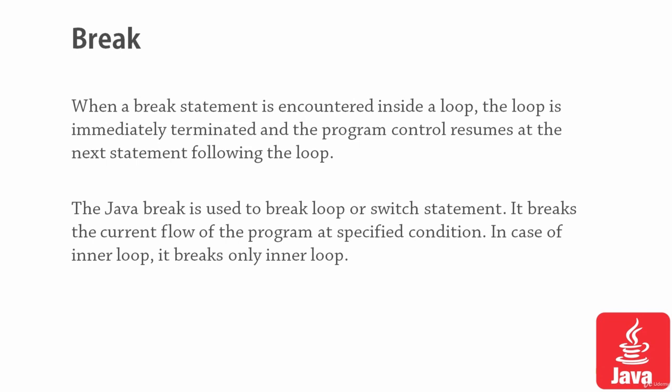And we can also use it in for loops and while loops, where we want to move out of that loop. It breaks the current flow of the program at specified conditions. In case of an inner loop, it breaks only the inner loop, not the outside loop. If we have two loops, one nested inside the other, and the inner loop is broken, it will move out of the inner loop and continue with the outer loop, and so on.